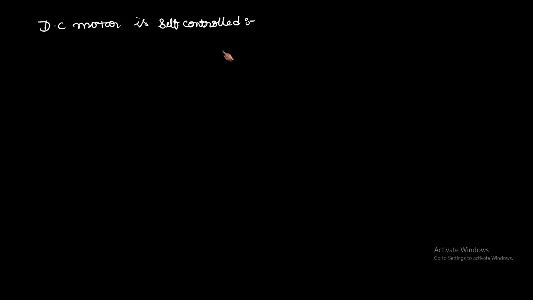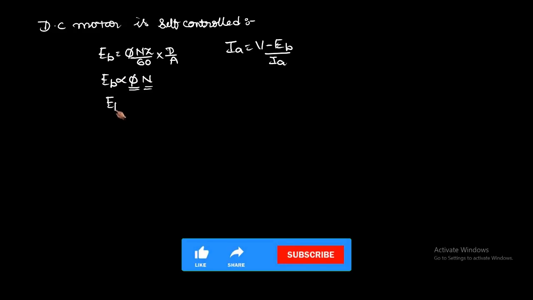In the last class we observed the armature current equation as IA equals V minus EB divided by RA. Here EB is equal to phi N Z by 60 into P by A. Once the machine is designed, the back EMF is directly proportional to the product of phi and N. If you keep the flux constant, back EMF is proportional to N. So how will N change?